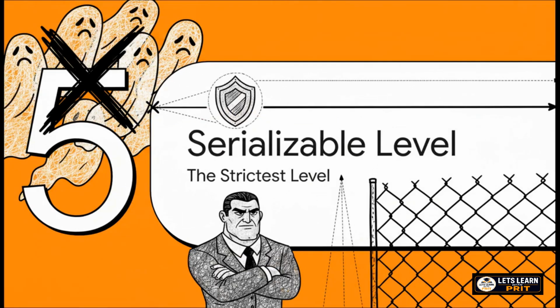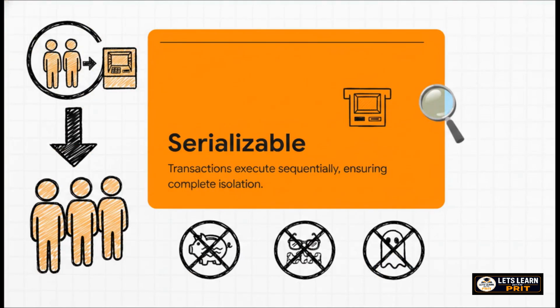Moving on to Section 5, the serializable level, the strictest, most secure level of them all. To stop those phantom ghosts from appearing, we bring in the ultimate boss of isolation. At the serializable level, transactions are executed sequentially. That means one after the other, ensuring complete, perfect isolation.